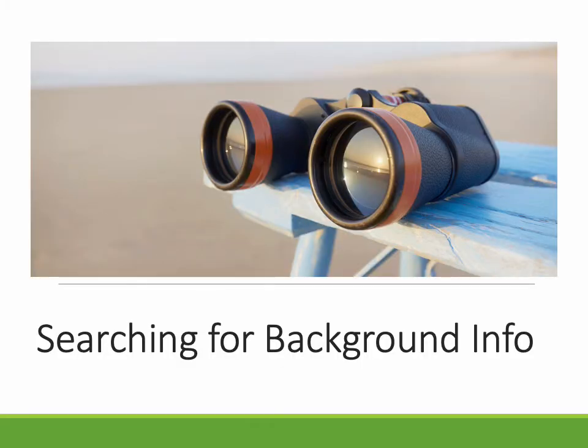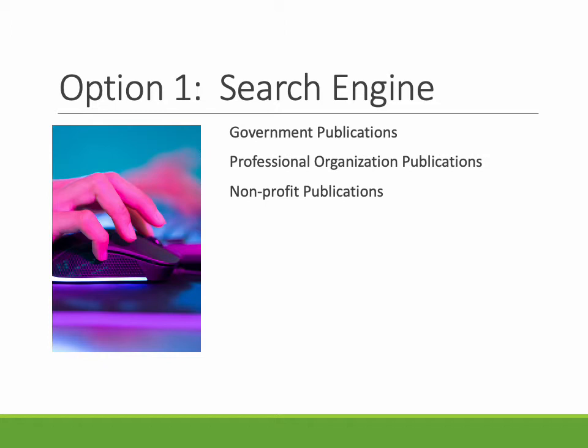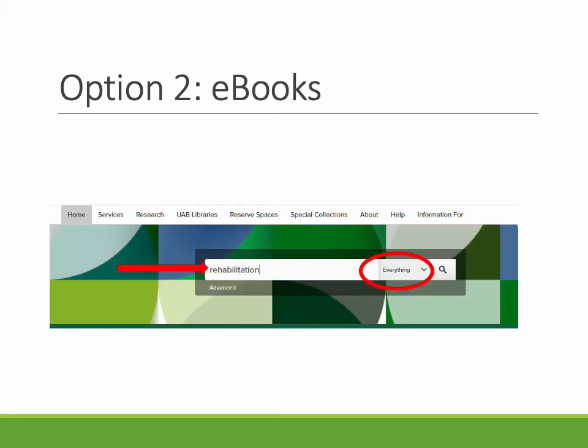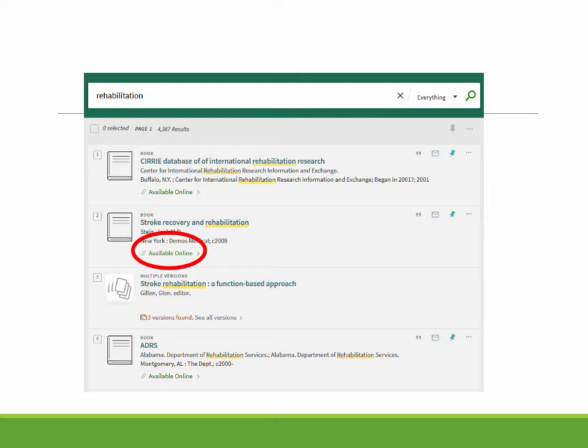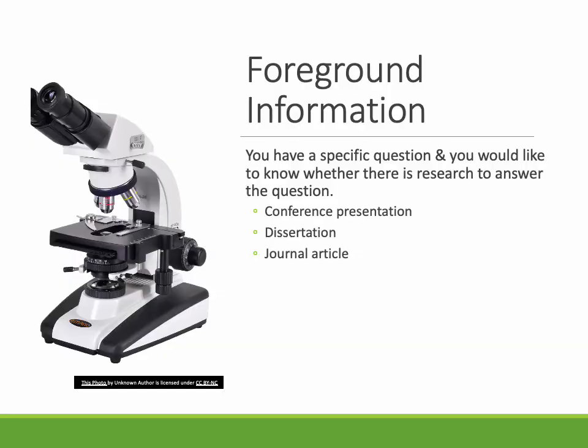So where do you search for background information, or how do you find it? You can just use a search engine, and you can try to find government publications, professional associations, and nonprofit publications that give some background information on your topics. You can also look for ebooks. You can go to our catalog, type in the topic that you're looking for, make sure it's set to search everything, and then select Available Online, Books. Then click the available online link, and you'll be able to view it off campus. It'll just ask you for your Blazer ID and password.